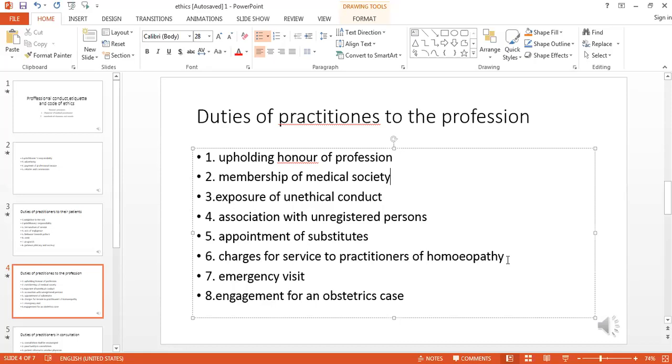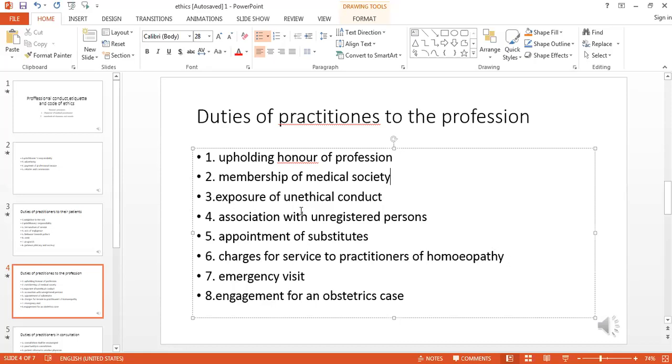Then the next one is the engagement for an obstetric case. So this is again a very long topic. So instead of that, we will take a quick recap of the previous points. In the obstetric case, what they have given, I will take one in short. If a practitioner of homeopathy is engaged to attend a woman during her pregnancy or the delivery, and if you... Okay, we will take it later on because this is a longer topic.